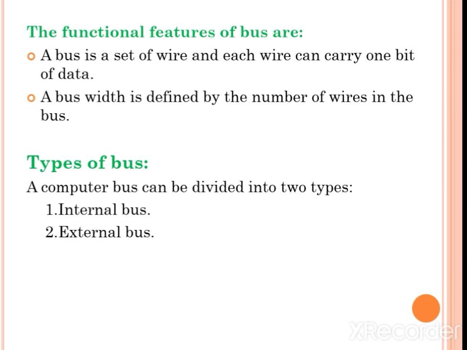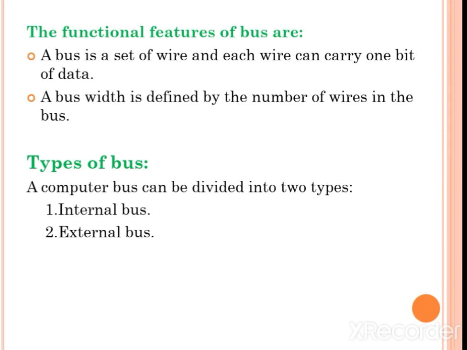The functional features of a bus are: a bus is a set of wires, and each wire can carry one bit of data. So the bus contains multiple wires, that is signal lines, with the addressing information describing the memory location of where the data is being sent or retrieved. Each wire in the bus carries a bit of information, which means the more wires a bus has, the more information it can address. Bus width is defined by the number of wires in the bus. These two are features of bus.